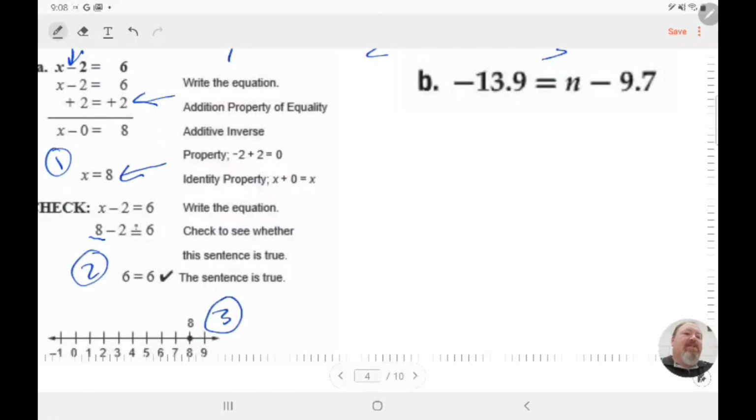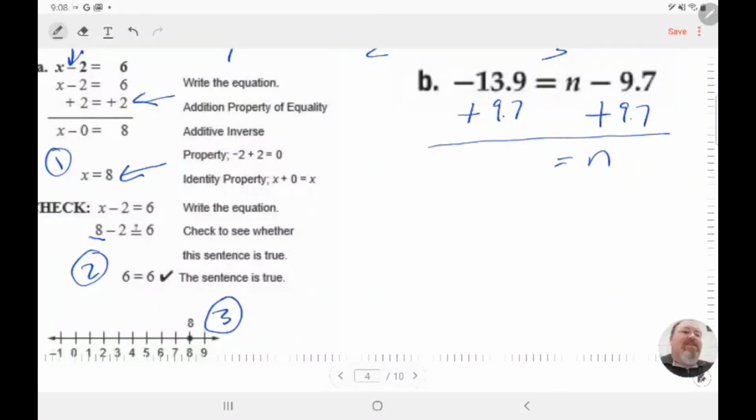So if I have negative 13.9 equals n minus 9.7, again, to undo subtraction, you would have to use addition. So we add 9.7 to both sides. Remember, when you add or subtract decimals, you keep your decimals lined up. Well, negative 9.7 plus 9.7 is 0, so that simply leaves me with n.